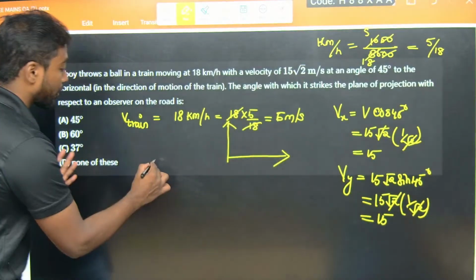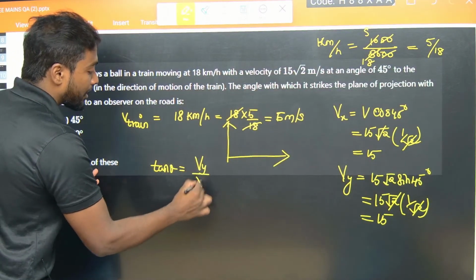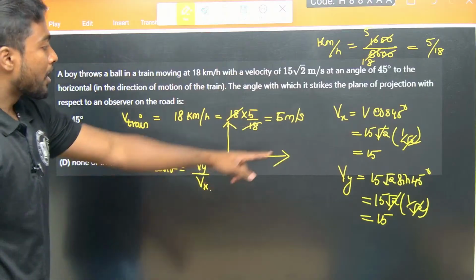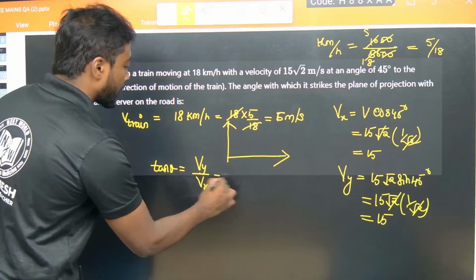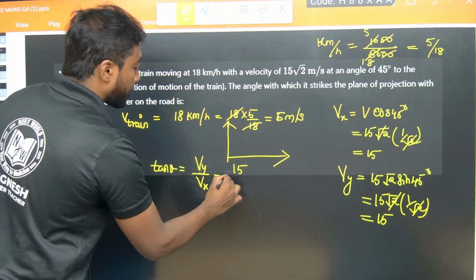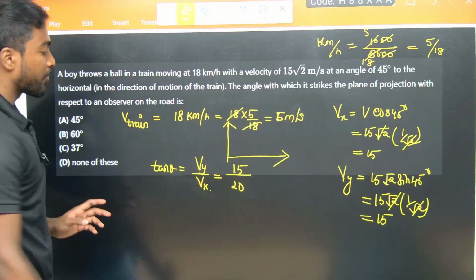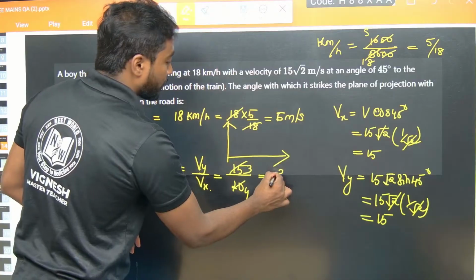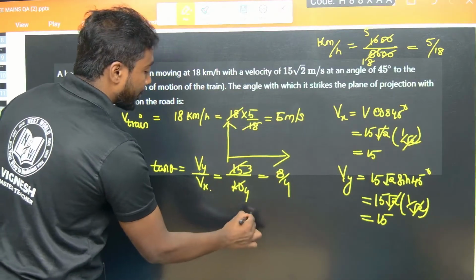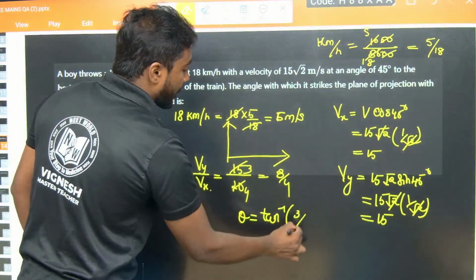So, what should I do? Tan theta should be equals to Vy by Vx, na. This is the formula we know. But one more thing, Vx should be added with the V train. What I will get? So, this is 15 by 15 plus 5, 20. Okay. So, this is 3 and this is 4 times. So, 3 by 4. So, what will be the angle? Tan theta will be equals to tan inverse of 3 by 4.